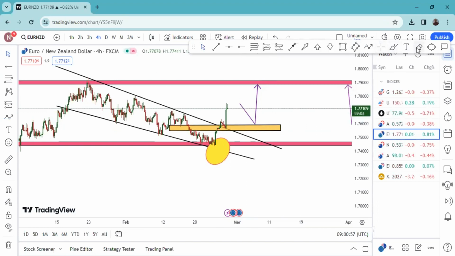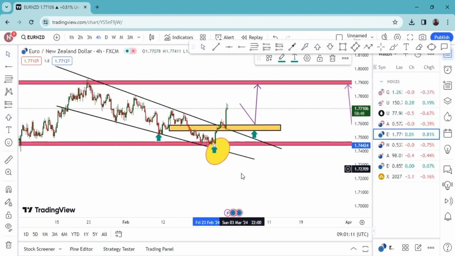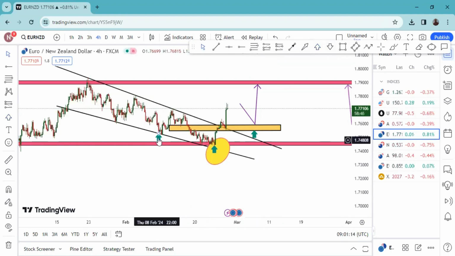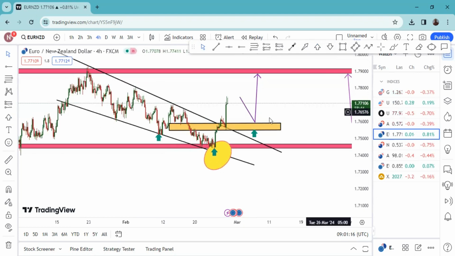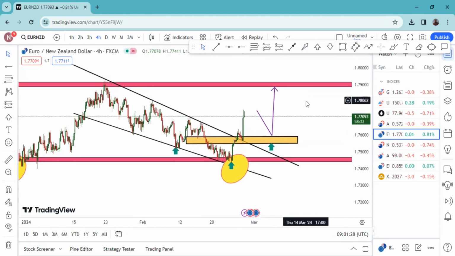And also, if you look from a distance, we have a level here. We have a level here. We have a pattern here. So this pattern shows me a kind of head and shoulders. This is the first shoulder. This is the head. So I'm hoping the market comes and forms the second shoulder here. Then I will take the market to the upside.